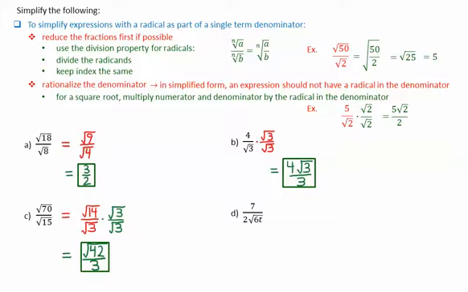For question D, once again, we can't reduce this in any way, but we do have a radical as part of the denominator. Here we have to multiply top and bottom by the square root of 6t. This gives the numerator as 7 times the square root of 6t, and the denominator as 2 times 6t, which is 12t.